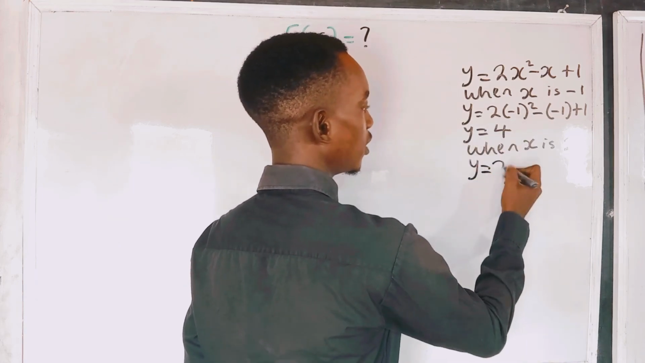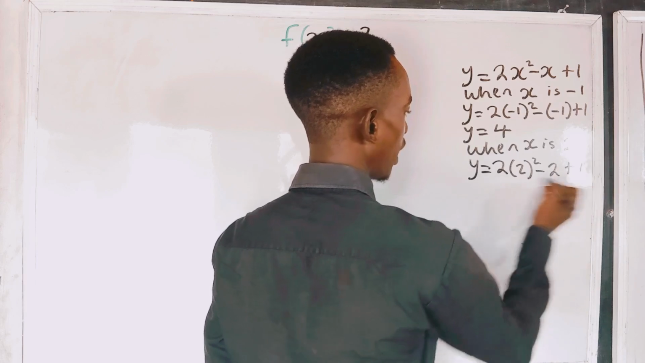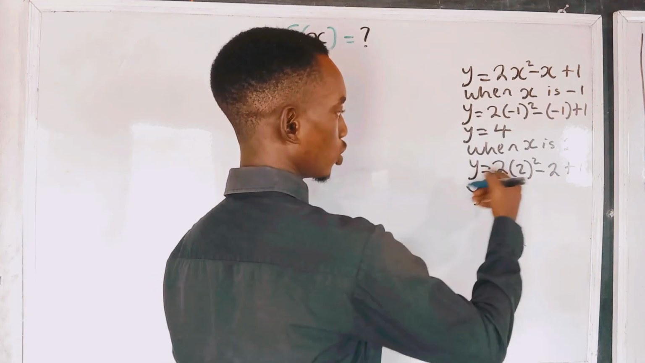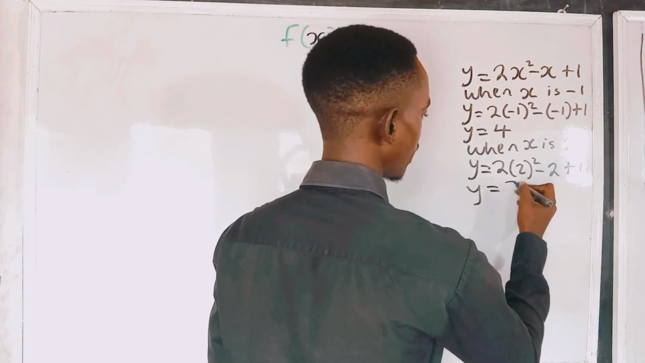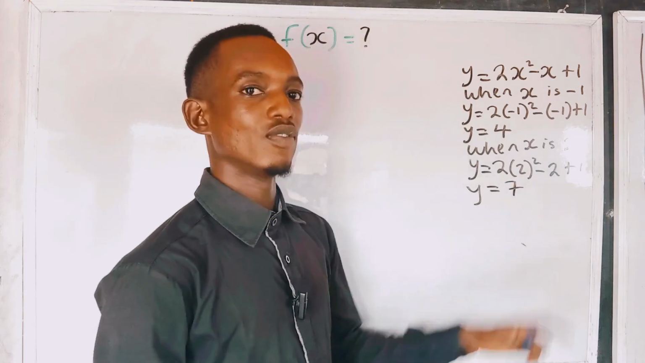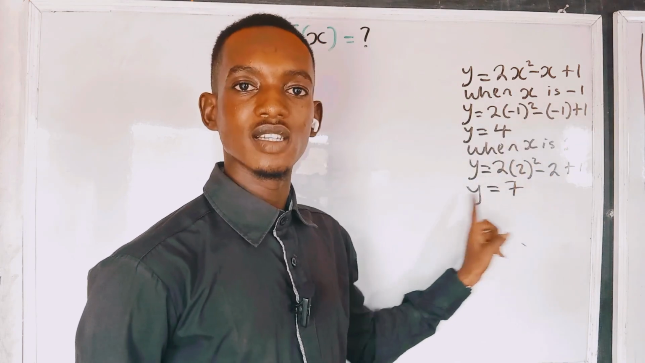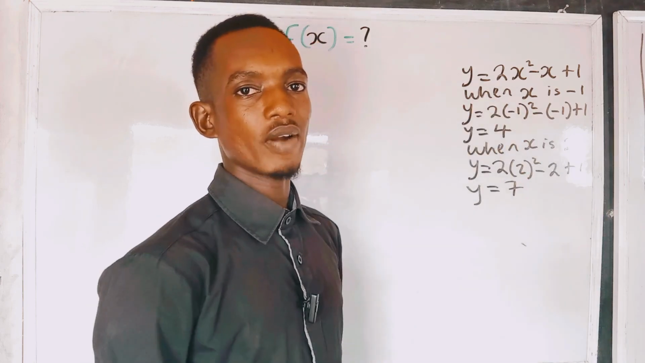Let's substitute. 2 into bracket 2 squared minus 2 plus 1. So the y will now be 2 squared is what? 4. So 2 times 4 is 8. 8 minus 2 is what? 6. Then 6 plus 1 is 7. So y is 7. When x is -1, y is 4. When x is 2, y is 7. So we can say that y depends directly on what?